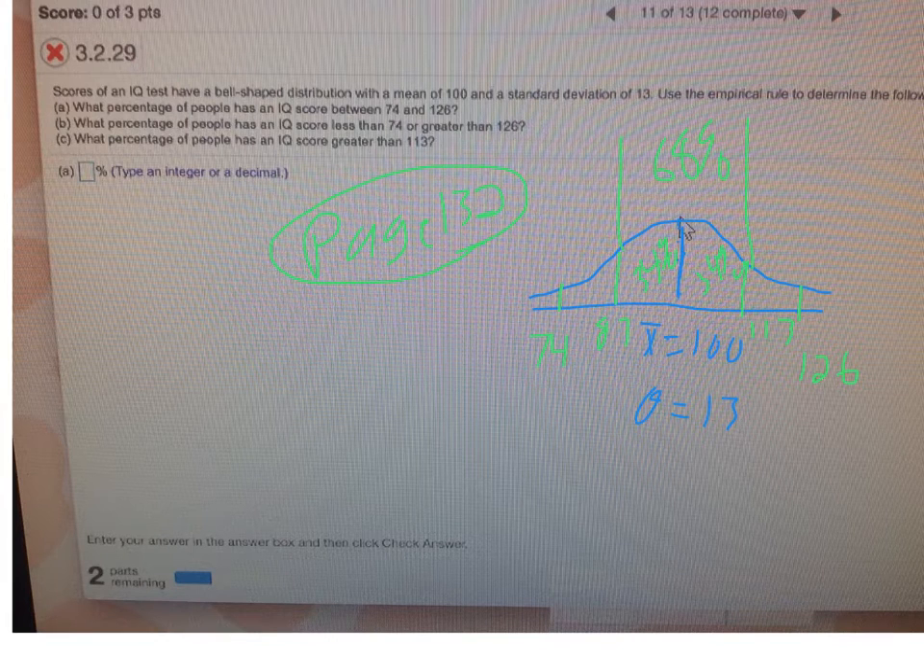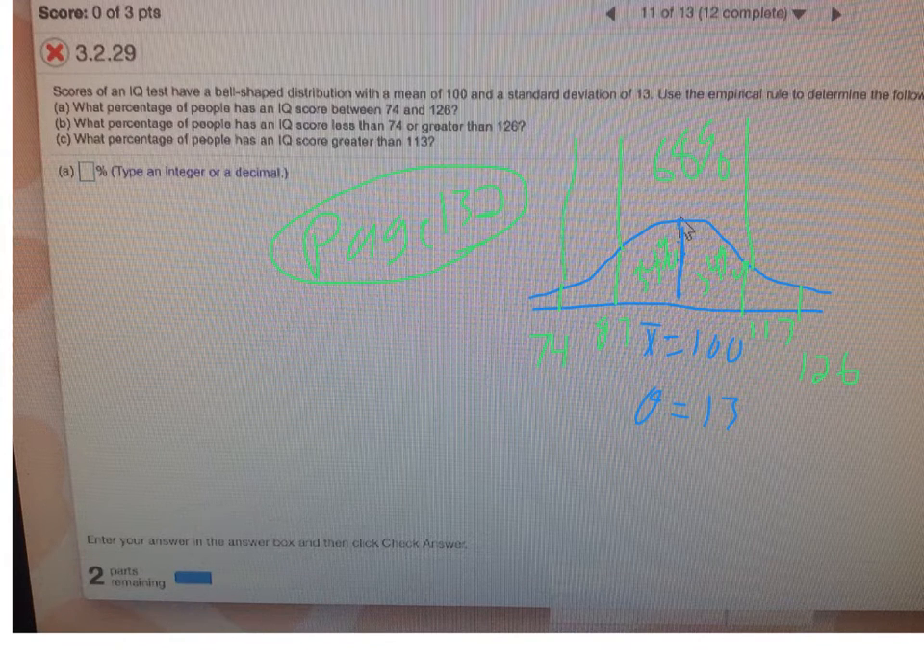This first part question here, it wants to know between 74 and 126. So, how did I get to, you got 100, I take away 13, and then I add 13, that gets where I got these numbers. Then I take away another additional 13, 87 minus 13 will give you 74. Add another 13 to that, I get 126. And so from here to here is actually 2 standard deviations.